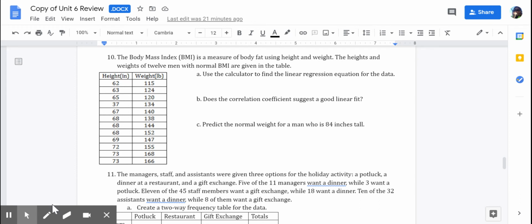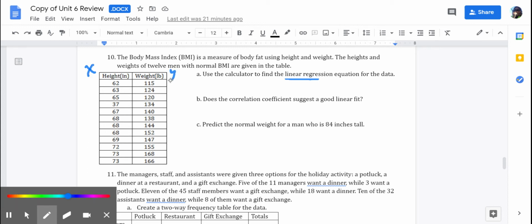Number 10 is another problem where it's just asking us to find the linear regression. Again, because it says linear, I'm using AX plus B. So this would be a great time for you to pause your video and put in your height into L1 and your weight into L2, for your height as your X value and your weight as your Y.